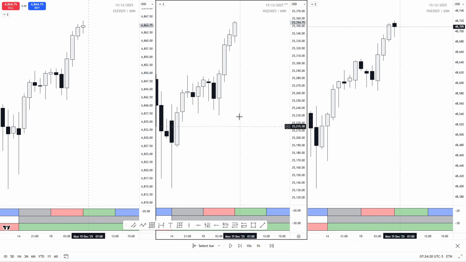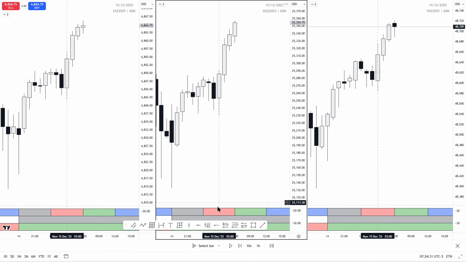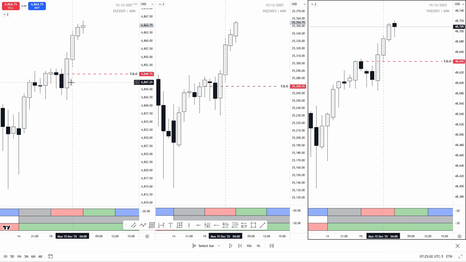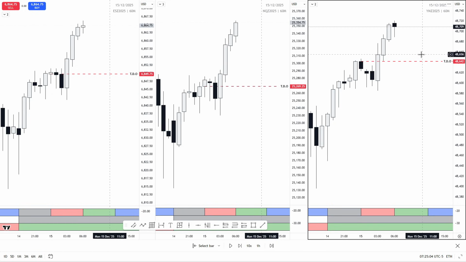So currently this is the 6 a.m. candle and we are in the New York session. The first thing going into the session, we want to mark out the true opens of each asset. That means true day open, TDO. As you can see, the true day opens have been marked on all three assets.